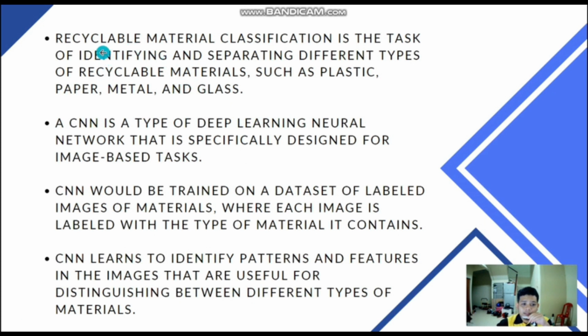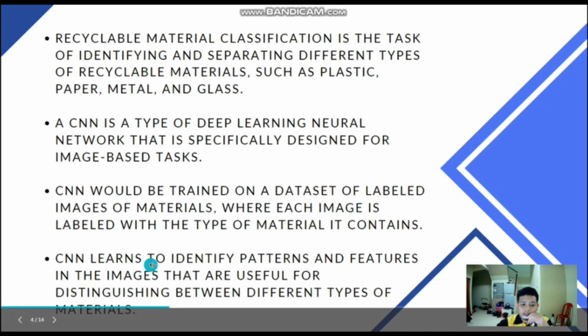Okay, for the introduction, recyclable material classification is the process of identifying and separating different types of recyclable materials such as plastic, paper, metal, and glass. A CNN is a type of deep learning neural network that is specially designed for image-based tasks. A CNN would be trained on a dataset of labeled images of materials, where each image is labeled with the type of material it contains. So CNN learns to identify patterns in the images that are useful for distinguishing between different types of material.